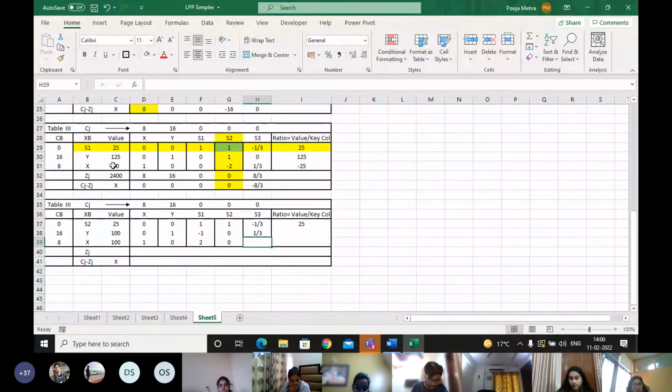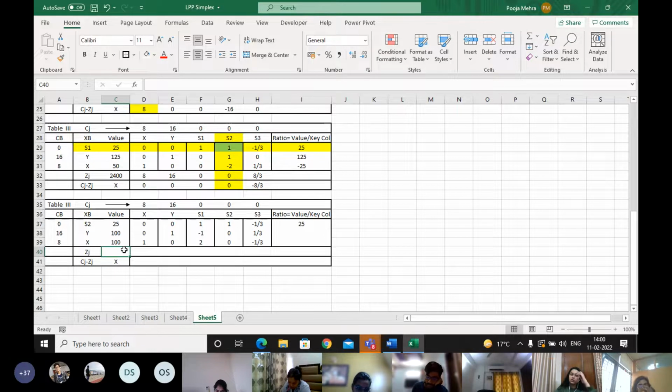So now it is 1 by 3 minus 2 into 1 by 3. 1 by 3 minus 2 by 3. 1 minus 2, minus 1 by 3. Minus 1 by 3. ठीक है? All right. Now can we calculate ZJ, Anshuruta? Yes, ma'am. 1600.